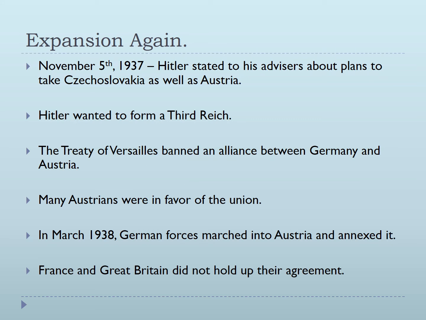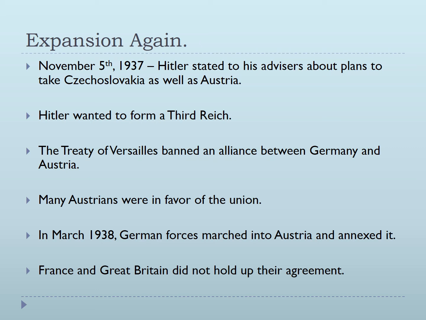On November 5th, 1937, Hitler stated to his advisors his plans to take Czechoslovakia as well as Austria. He wants to form a Third Reich, which is kind of like a German empire, and it's called the Third Reich because Hitler knows his history and believes that this will be the third successful empire in German history. The Treaty of Versailles banned an alliance between Germany and Austria. However, many Austrians were in favor of a union with Germany.